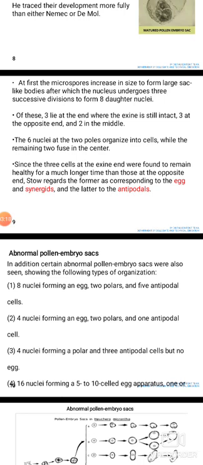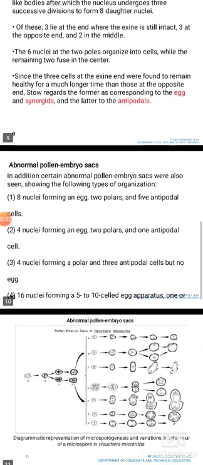In addition, certain abnormal pollen embryo sacs were also seen, showing the following types of organization. That is, 8 nuclei forming an egg, 2 polars and 5 antipodal cells. The second one, 4 nuclei forming an egg, 2 polars and 1 antipodal cell. The third is 4 nuclei forming a polar and 3 antipodal cells but no egg. The fourth type, 16 nuclei forming a 5 to 10 egg apparatus.